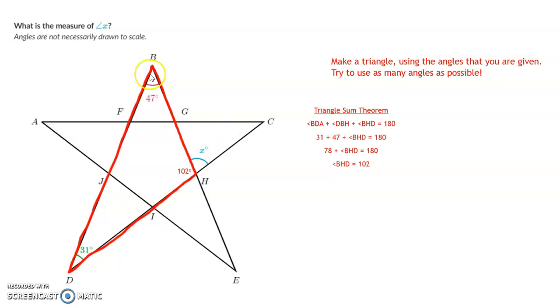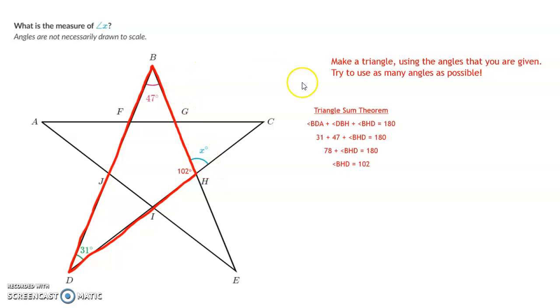All right, I recognize that this is a star, it's not a triangle, but you're supposed to make a triangle using the angles that you're given, trying to use as many angles as possible. So there's a lot of different triangles that I could draw, like I could draw this small triangle on top, but the triangle that I'm going to draw is a triangle with 47 and 31 already in it. And these two angles include this third angle here, so I draw the triangle that looks like this, and lo and behold, that angle that we're looking for is actually directly outside. It's an exterior angle of this triangle.